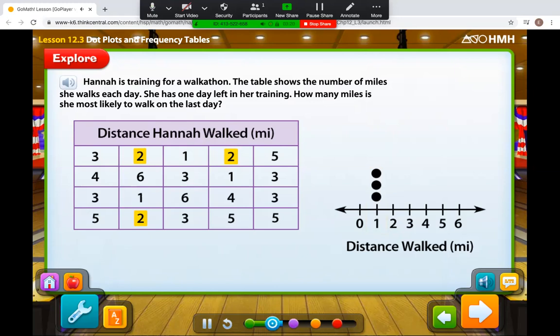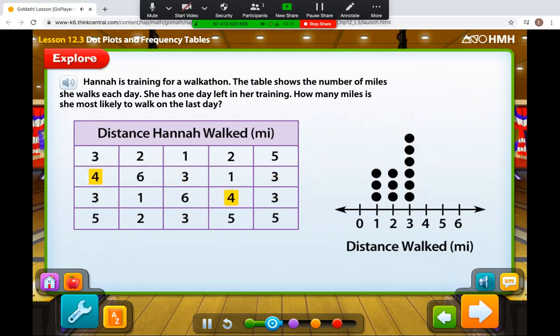Now let's plot the data for 2 miles. So let's count 1, 2, 3. I need to place 3 dots here. Since Hannah walked 2 miles 3 times, there are 3 dots above the mark for 2 miles. Now let's plot the data for 3 miles. So the same will be applicable to number 3. We have it 1, 2, 3, 4, 5, 6. And here I advise you to cross out the numbers you're using just to make sure that you are counting properly. Since Hannah walked 3 miles 6 times, there are 6 dots above the mark for 3 miles.